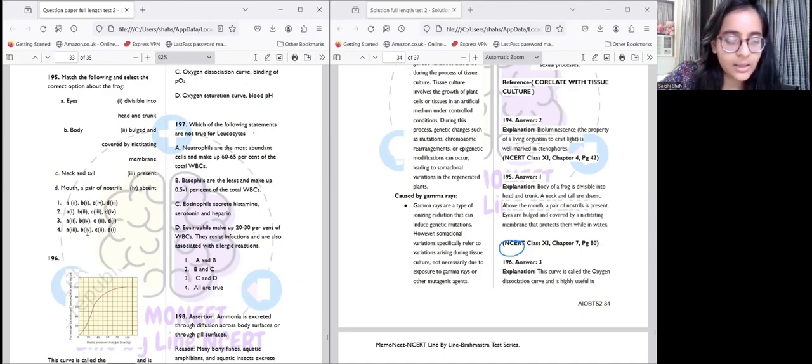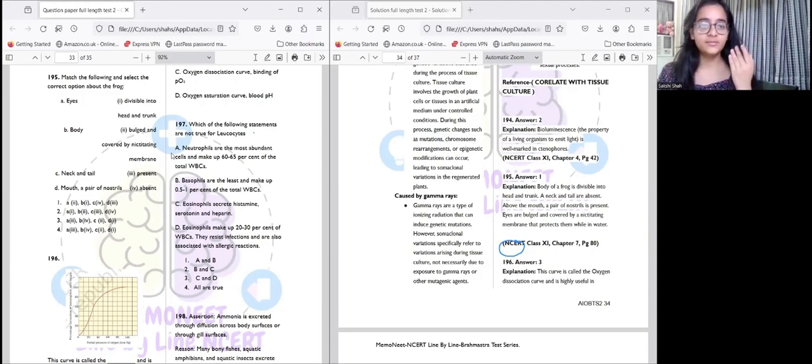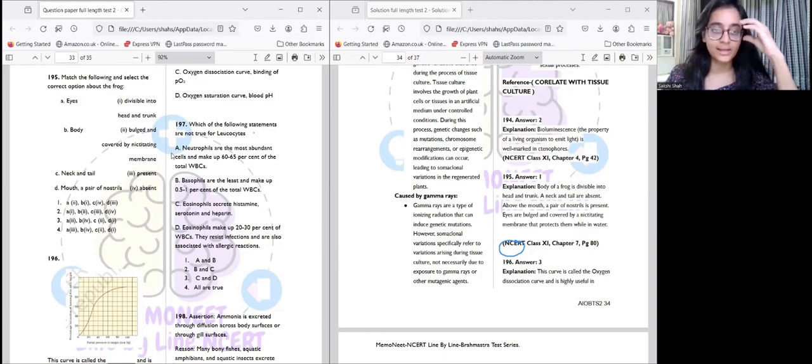But that's not the correct answer. The answer is A2, which is bulge and covered by nictitating membrane. We have to see all options. So are they divisible into head and trunk? The eyes cannot be divisible, right? Eyes are bulged. They have huge eyes and they are covered by nictitating membrane. Similarly, how we are covered by eyelashes and eyelids.